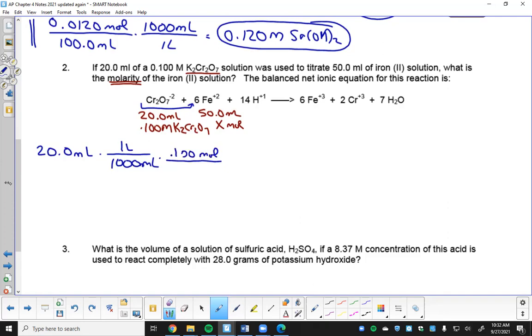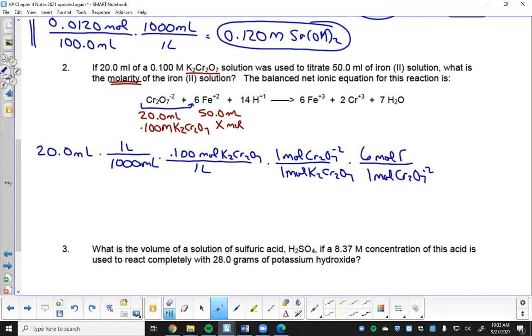0.100 moles of K2Cr2O7 per liter. The next step is I've got to get it into the balanced equation, which has the dichromate ion, but not the potassium dichromate. So for every one mole of K2Cr2O7, there's one mole of dichromate ions in there. I need that extra step just to change the units and maintain the right relationship. Then I can do the stoichiometry: one mole of dichromate makes six moles of iron 2 ions. That's as far as I have to go.